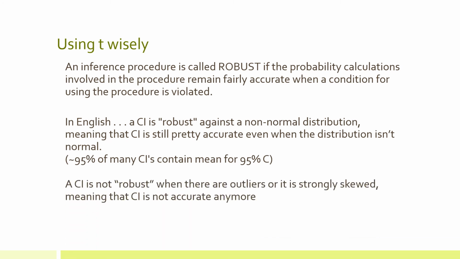A confidence interval is not robust when there are outliers or it is strongly skewed, meaning that the confidence interval is not accurate anymore. So if I have a huge skew or crazy outliers, this is not going to work. So what the t-procedure is trying to say is, look, if I'm skewed a little bit, that's okay. We can still use it. Strong skew, not okay.